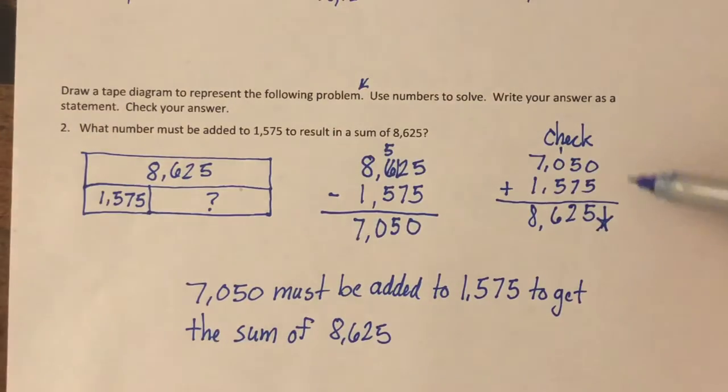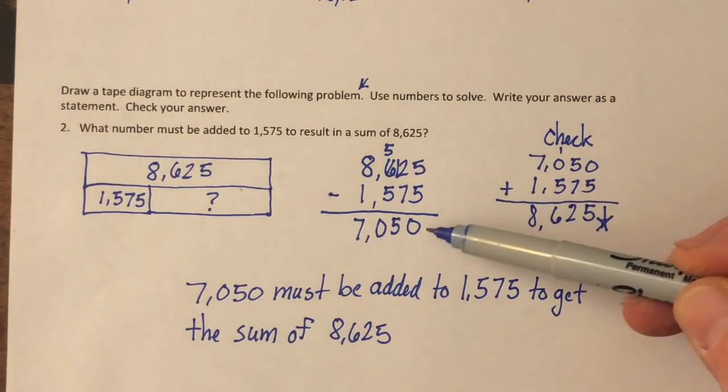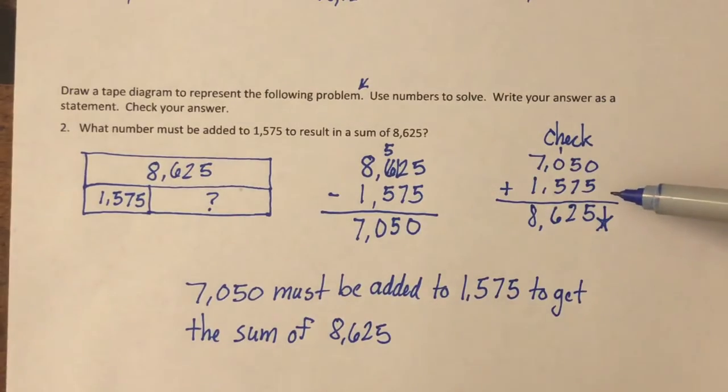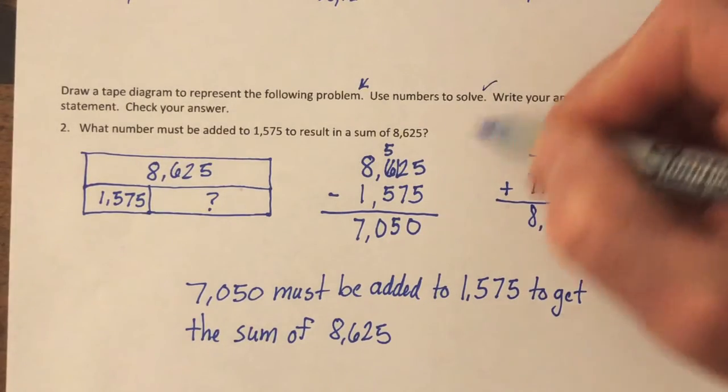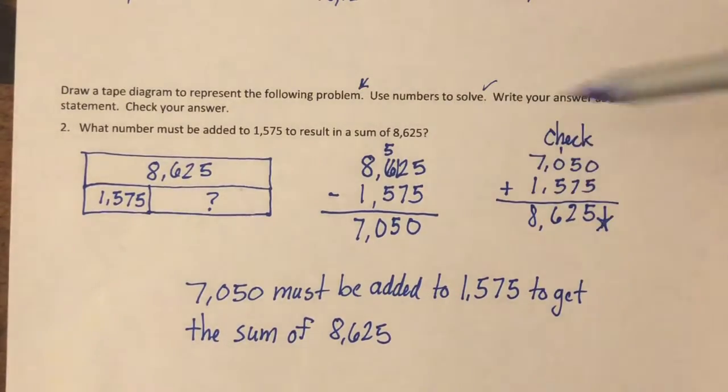And then the final thing, it said, well, make sure you check it, okay? Check your answer. So I did that here. Here's my check. And what I did is I worked it backwards. I took my answer, I put that on top, and instead of subtracting, I added it to this number right here, and I should end up with this full amount. And I did that and got 8,625. So it all checks out. I used numbers to solve here. I wrote my answer in a complete sentence here, and then checked my answer here.